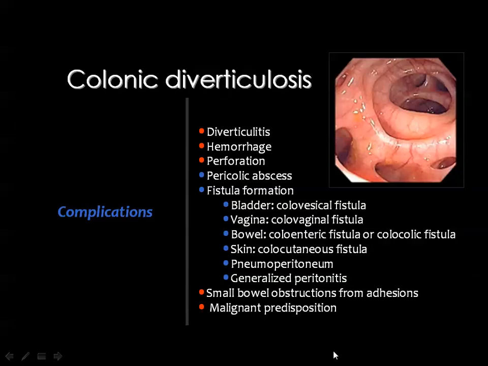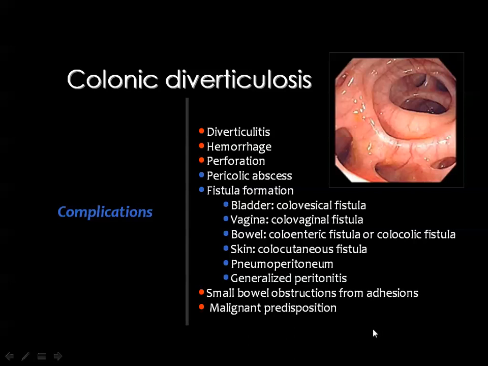Then there are a lot of complications of this diverticular disease, starting with inflammation, diverticulitis, hemorrhage, perforation, and the formation of pericolic abscess. Then fistulas, communicating commonly with the urinary bladder, but may occur with the vagina, the small bowel, and the skin. Rupture of diverticula may lead to pneumoperitoneum, and rarely it may lead to generalized peritonitis. You know that perforation of the diverticulae in the colon is usually slow, leading to localization of the inflammation adjacent to the colonic wall.